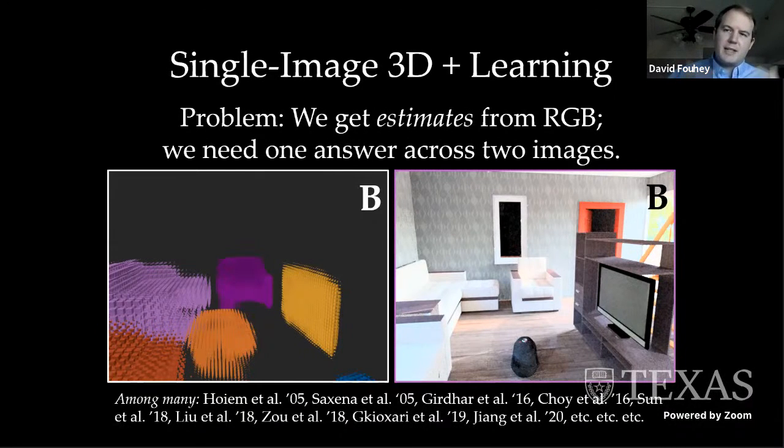And you can't just stick stuff together, because some stuff appears in both images and you want to leverage that information. And finally, you also don't know how the cameras are related to each other.